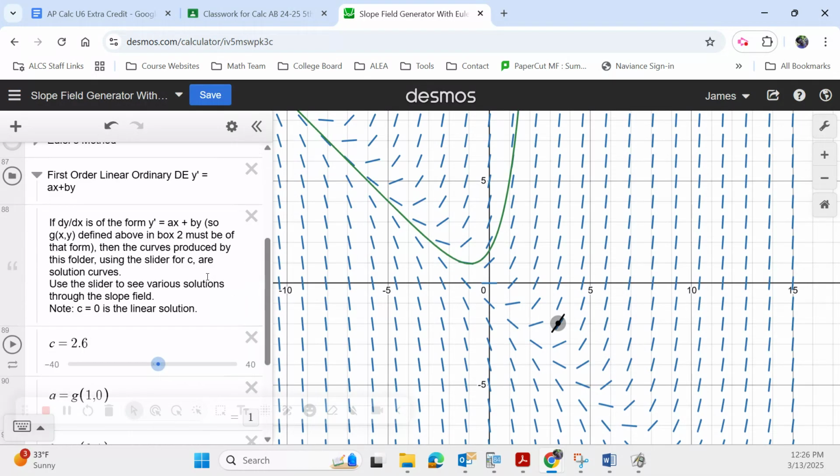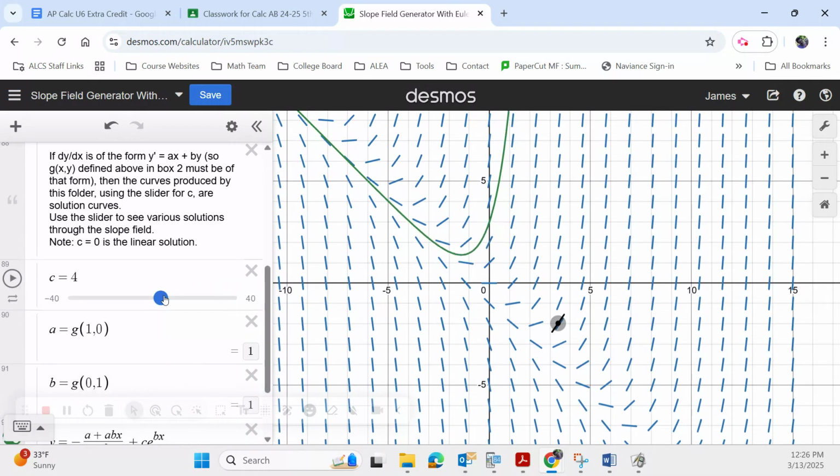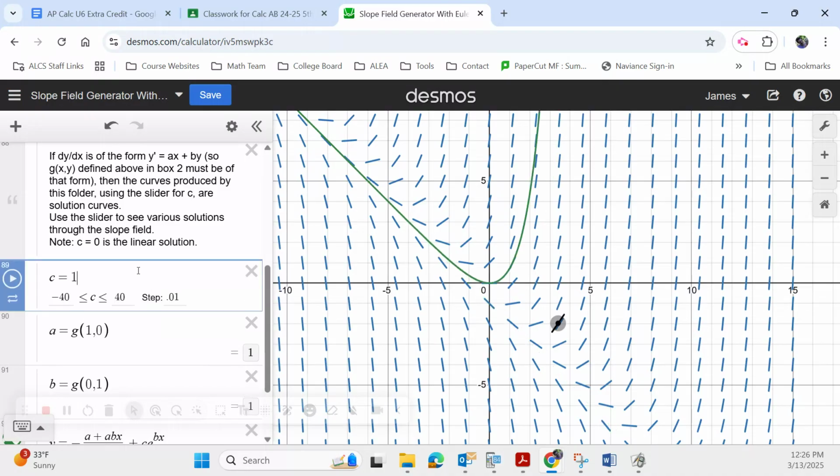Since I'm moving the slider, I'd have to find a C value that would hit that black point just right. And I don't think I can do it with the slider just by sliding. So I'm going to try testing some values here. If I do 0.5, 0.4, 0.2... 0.1, oh, 0.1's pretty close.